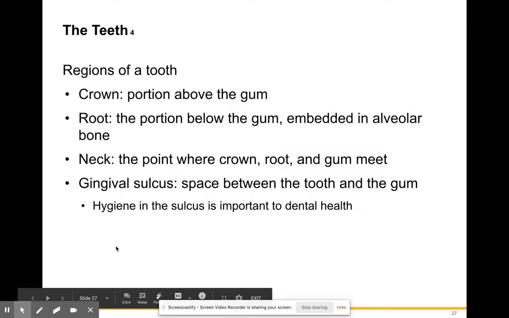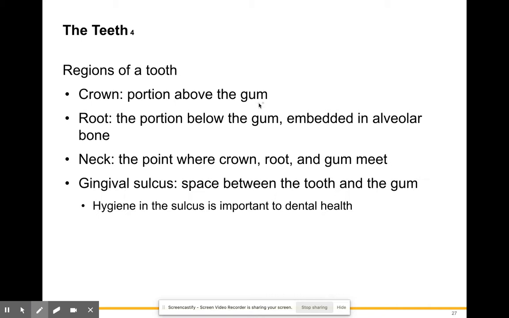Some more regions of the teeth. We have the crown of the tooth, which is the portion above the gum. We have the root, which is the portion below the gum. We have the neck. The neck is the point where the crown, root, and gum meet together. You'll see it's almost like a peanut.